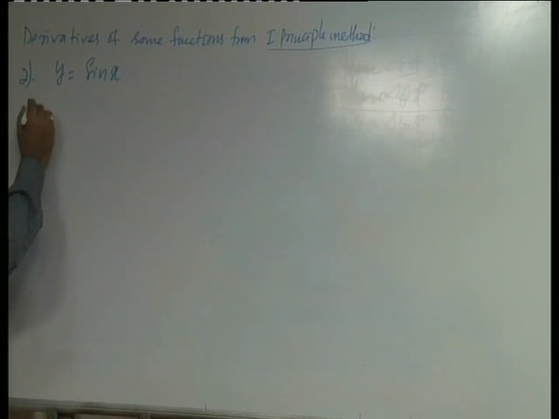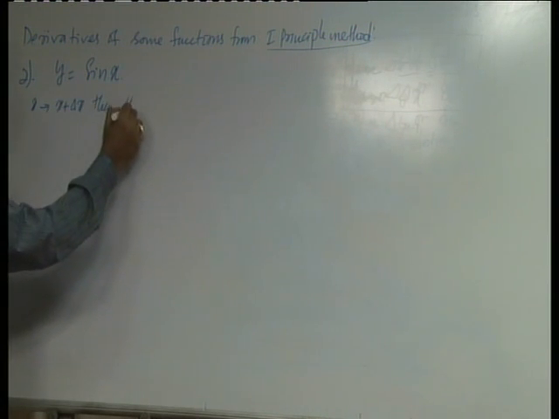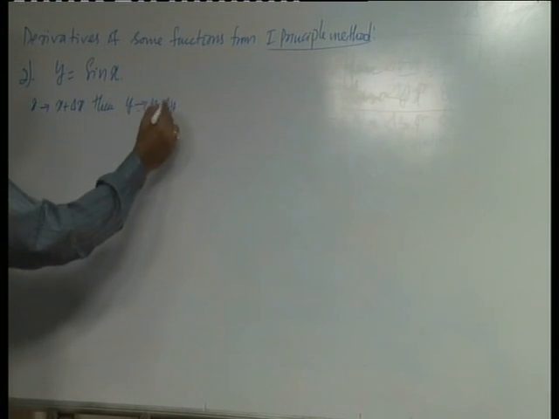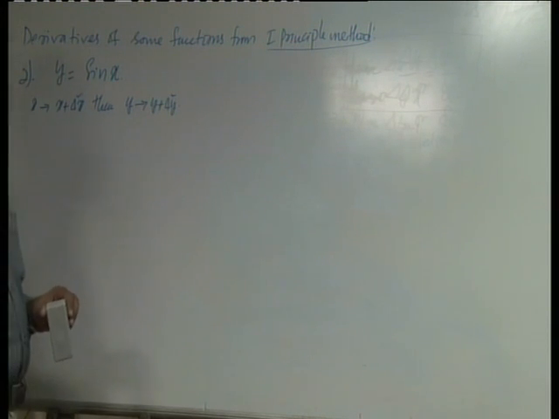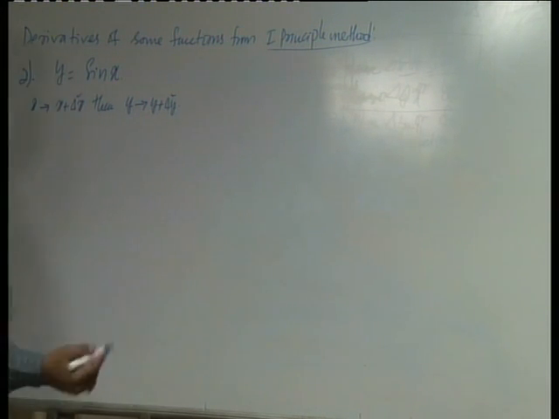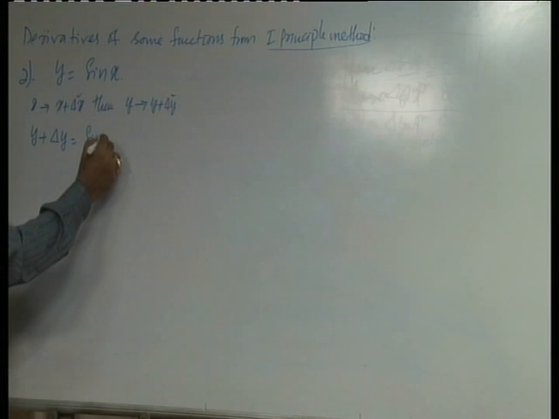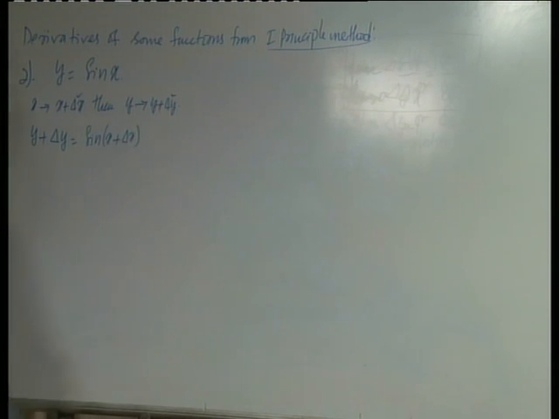As x changes to x plus delta x, then automatically y changes to y plus delta y, where delta x and delta y are increments in x and y, the same procedure. Therefore, y plus delta y is equal to sin of x plus delta x. Wherever we have x, we have to take it as x plus delta x.